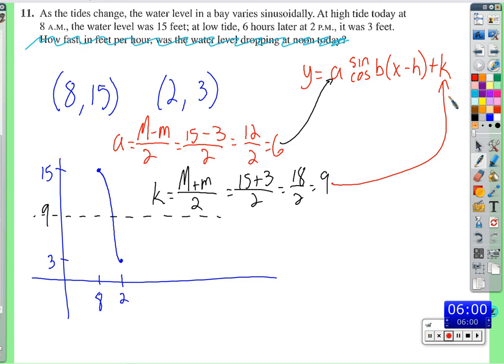Let's not worry about whether it's sine or cosine, like which one we want to do. Let's think about, can we find a period or the horizontal shift? Which one can we find? By the period, what's the period?